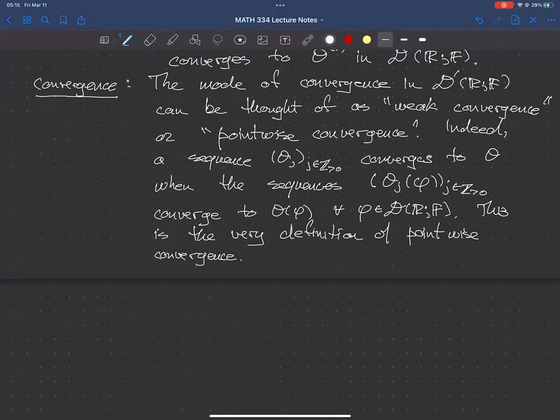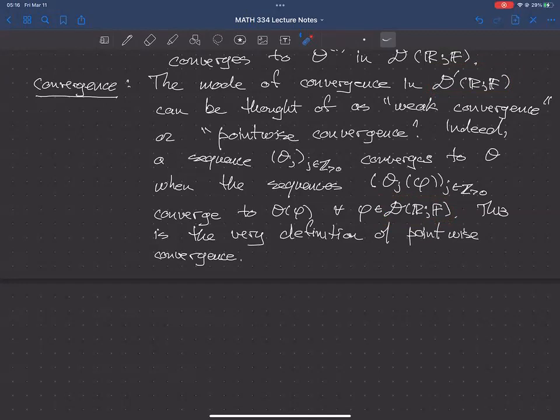Okay, now what about weak convergence? Well, weak convergence is really pointwise convergence in a special setting. The special setting is that of vector spaces and duals. So this sequence theta j is in the topological dual of the space of test functions.